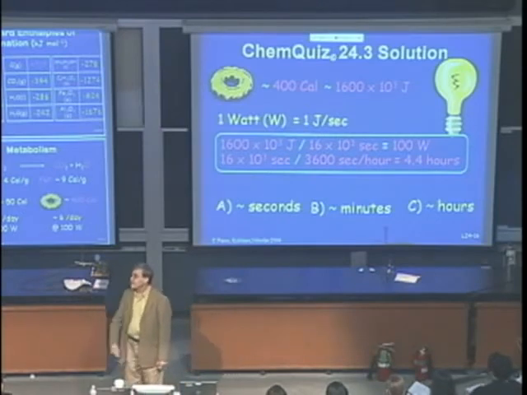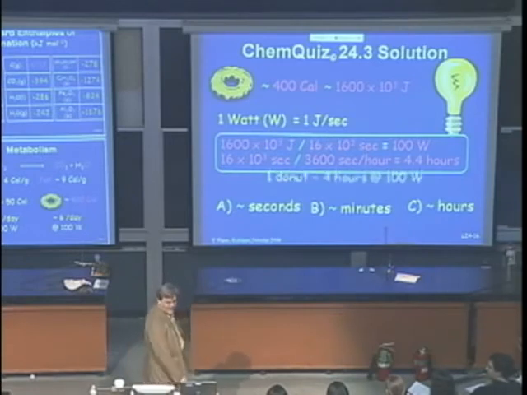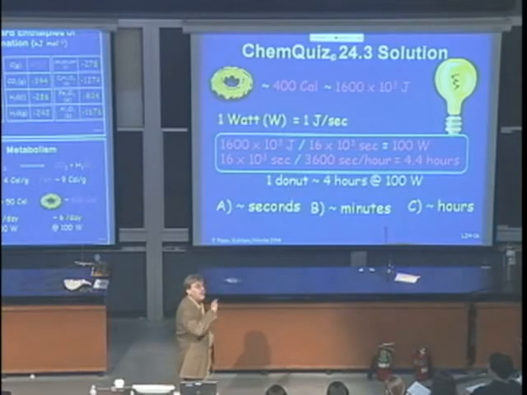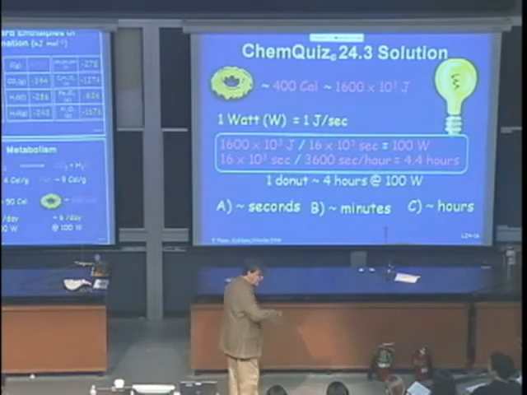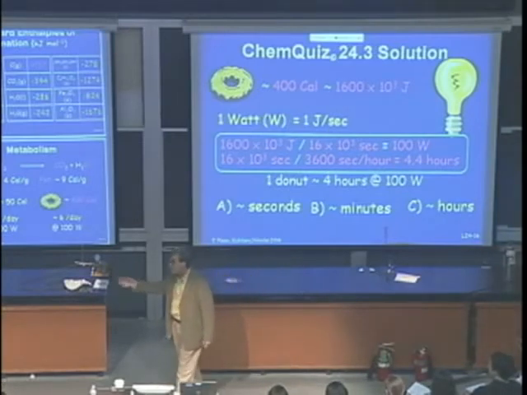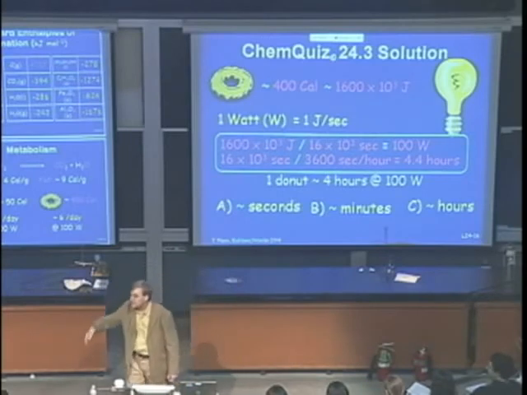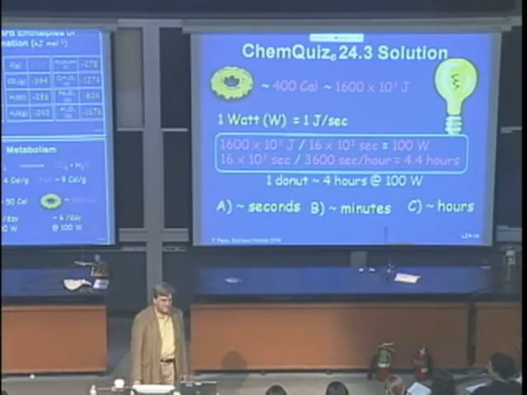You are lucky that you didn't have to do 4.4 hours, but you do all the running afterwards, okay? The answer was 1 donut is about 4 hours at 100 watts, but he used more than 100 watts. He was cranking very hard. You could see him sweat, so he used probably 300 watts. So he might get away with 2 hours or something like this, okay? Good, so you understand now.